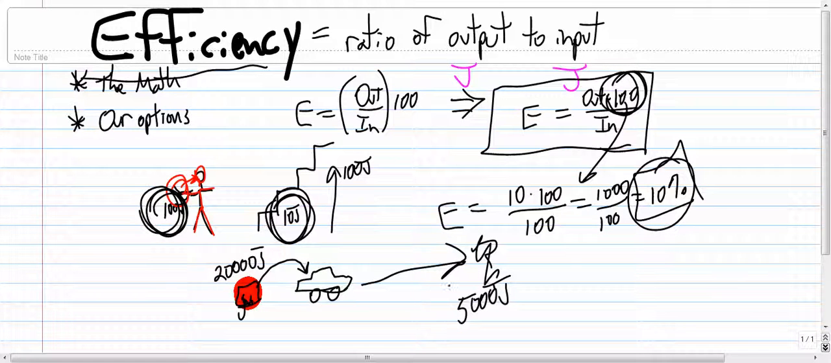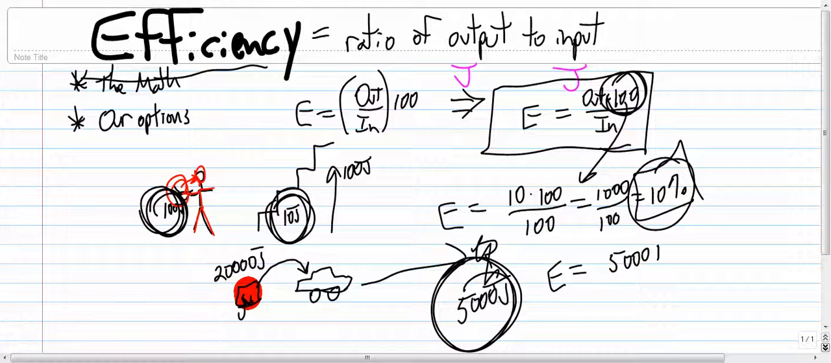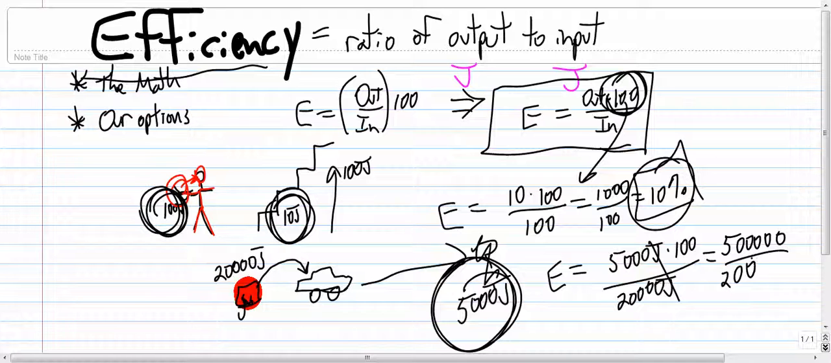So let's figure out the efficiency of the car. So the efficiency is going to be the output. The output in this case is the 5,000 joules, times 100 divided by 20,000 joules. And the joules just cancel, so I don't often even bother to write them. But so what we've got here is 5,000 times 100 divided by our 20,000.